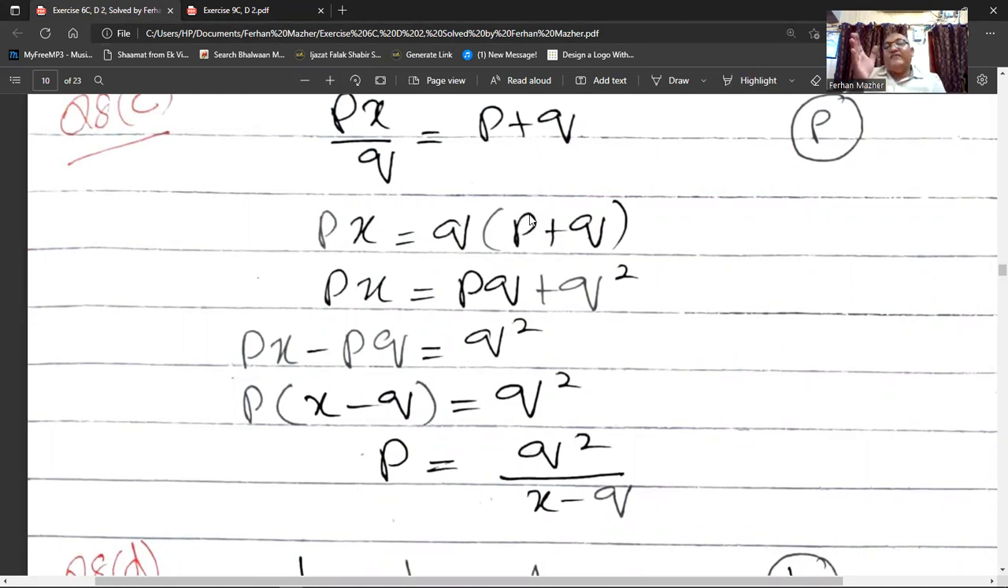So the terms which have p in them, bring them on the same side. So px minus pq is equals to q square. We can take the p common. So I will take the p common. So in the bracket, you are left with the x minus q bracket close is equals to the q square. So the p will be equals to the q square divided by the x minus q. So this is how you will do the question number 8 and its C part. We have made the p subject of the formula.